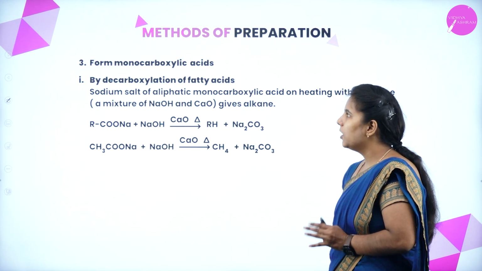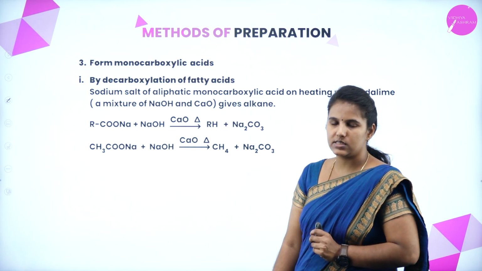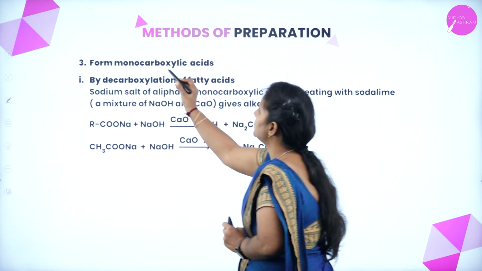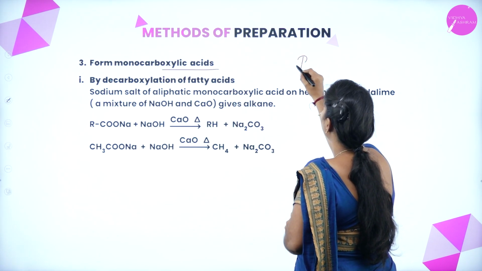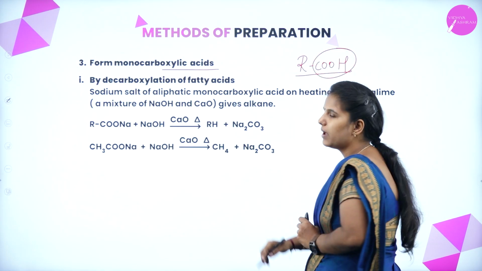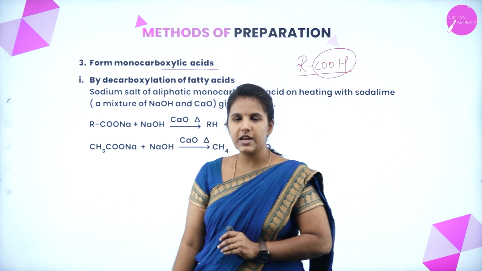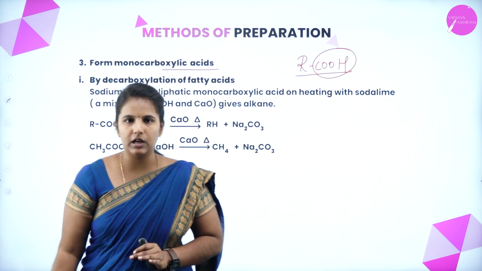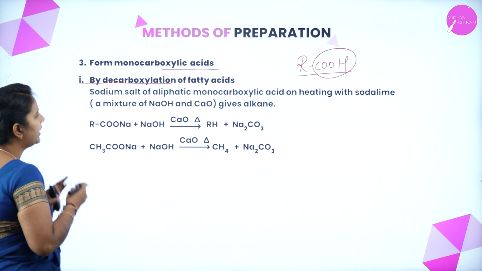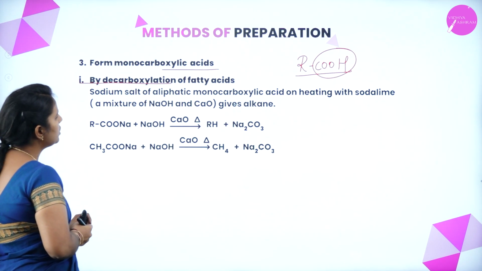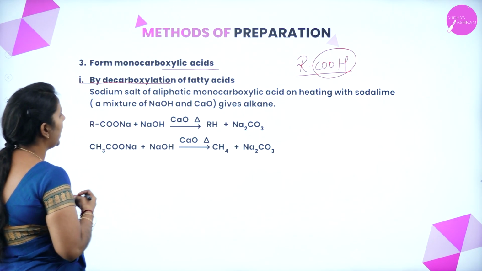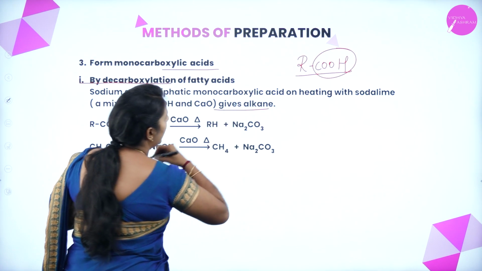Next one is from monocarboxylic acids. So mono means what? Single. So we know that for the carboxylic acid, we usually represent the general formula as RCOOH, where COOH is my carboxylic acid group. Is it right? How do we prepare it? Let's see now. So the first one is the decarboxylation of fatty acid. The sodium salts of aliphatic monocarboxylic acid upon heating with soda lime give rise to the alkanes.